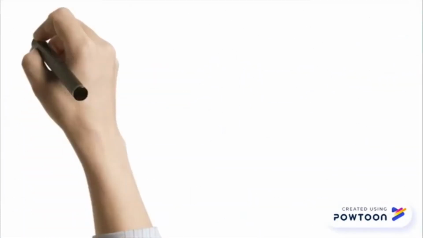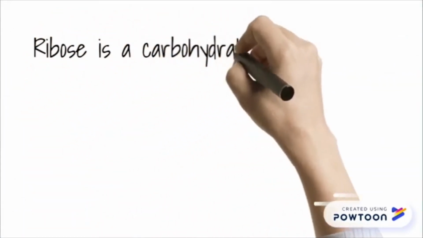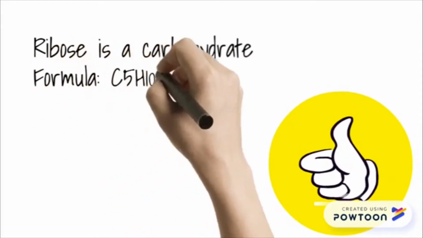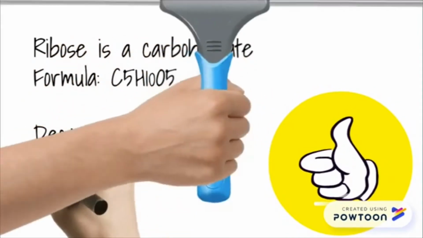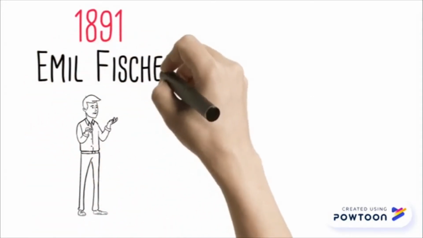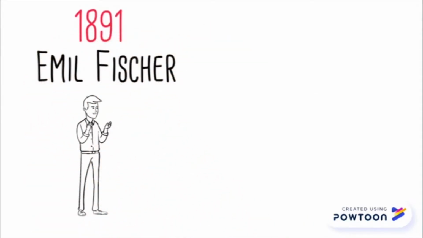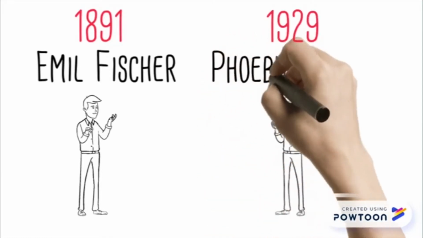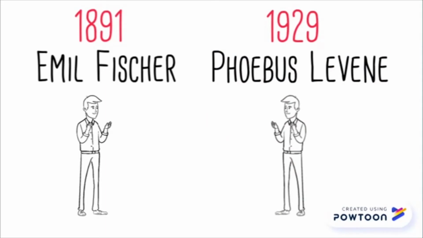Ribose is a carbohydrate that has the formula C5H10O5. D-ribose was discovered by Emil Fischer in 1891. Deoxyribose, which is 2-deoxyribose, is a deoxy sugar, which means that it is the sugar ribose with one oxygen atom subtracted. It was discovered in 1929 by Phoebus Levene.